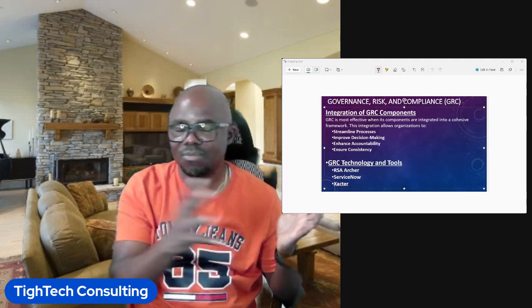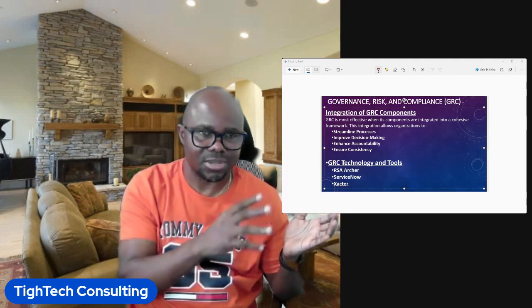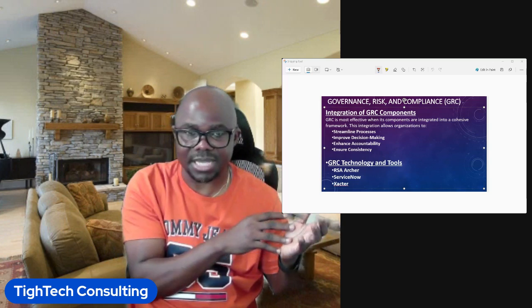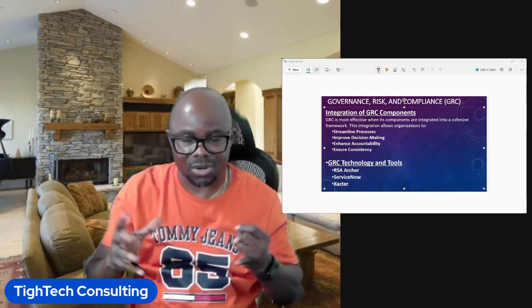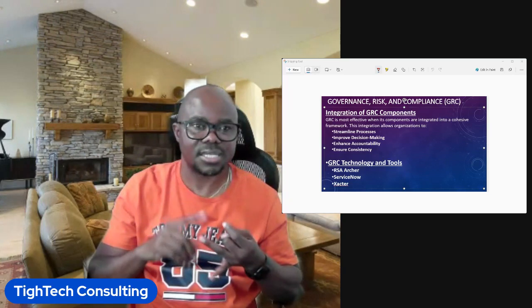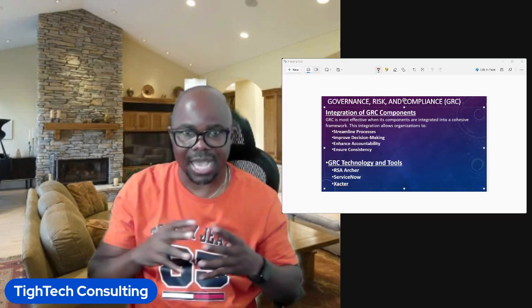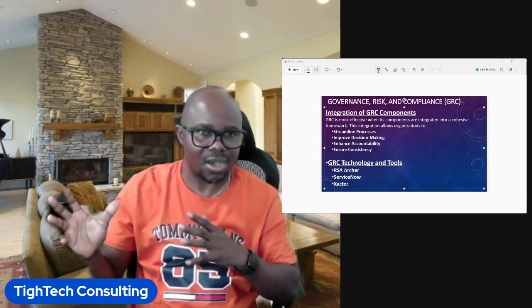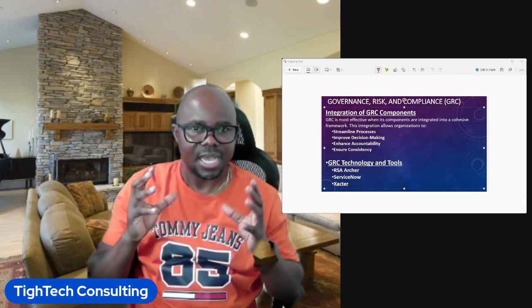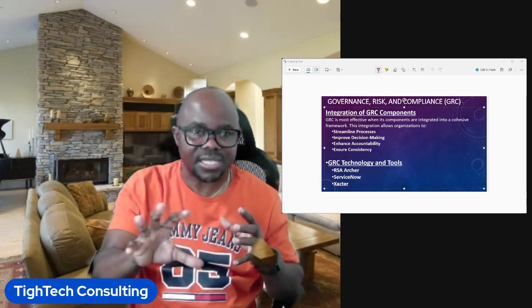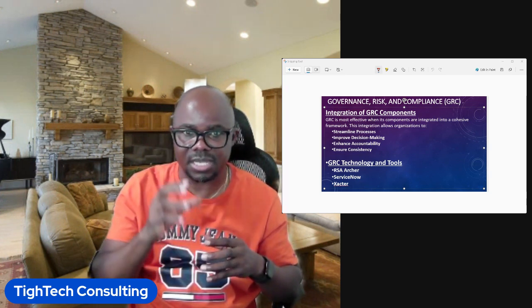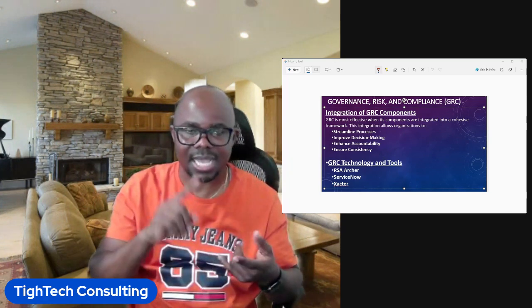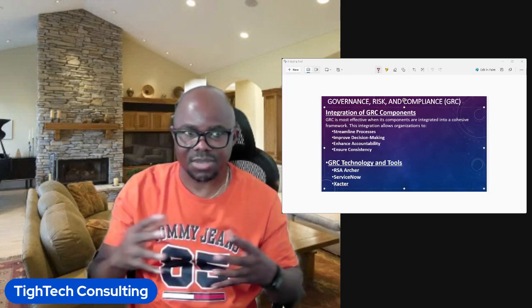Now, when it comes to governments, government organizations like U.S. government agencies use EMAS to integrate their GRC aspects. They use CSAM to also integrate their GRC aspect. So these are also examples. However, for you to be effective in governance, risk, and compliance, you need to get yourself familiarized with these GRC tools: RSA Archer, ServiceNow, Exata, CSAM, EMAS.